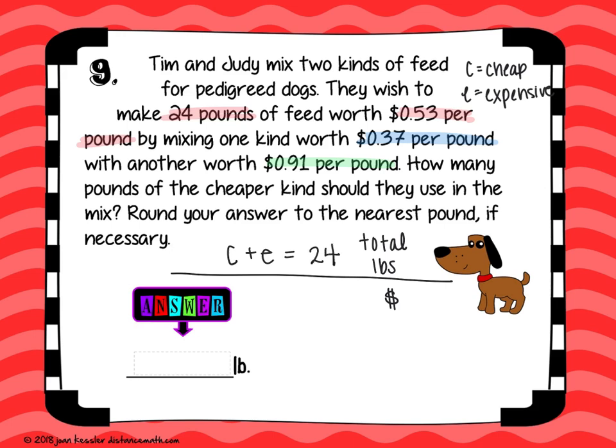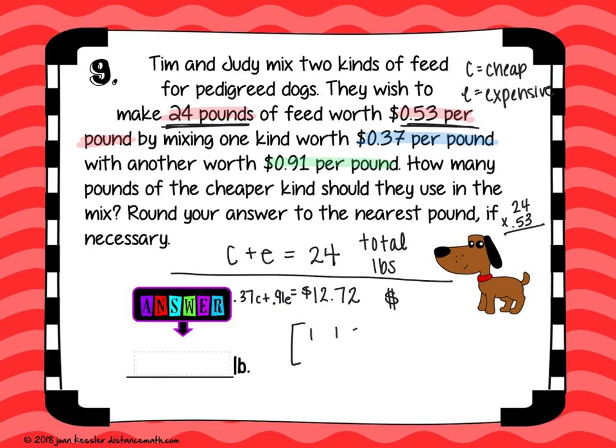and we want it to be 24 pounds total. When we get into the money, we want to make 24 pounds at 53 cents per pound. So to figure out my total, I need to multiply those 2 together, which is $12.72. So when I'm adding up the cost of these 2 feeds, I have 0.37 for the cheaper kind plus 0.91 for the expensive, and total cost needs to be $12.72.